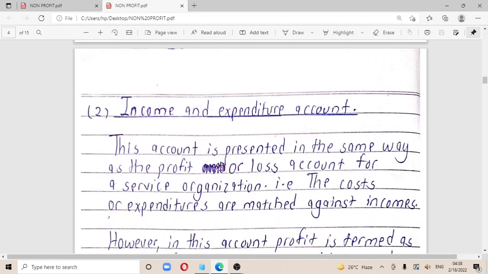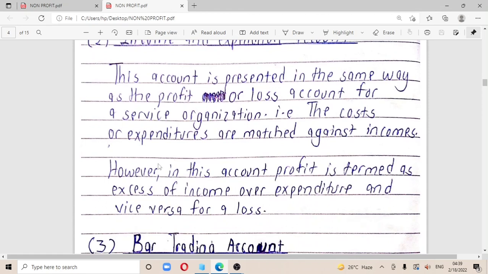Then we get to have another account they record, which is the income and expenditure account, which is like the income statement on their side. So this account is presented in the same way as the profit or loss account for a service organization. So the costs or expenditures are matched against incomes. However, in this account, profit is termed as excess of income over expenditure, and vice versa for loss. We already looked at this.